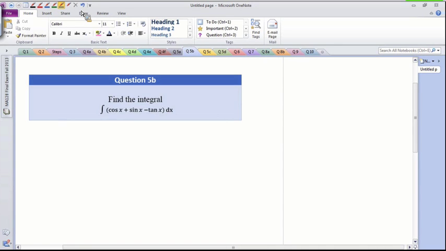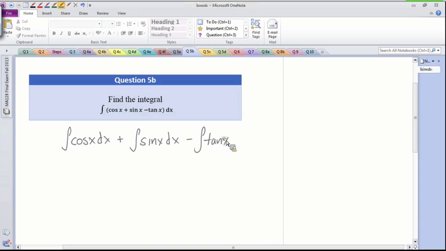Okay, so find the integral of cosine x plus sine x minus tangent x. So again, we can split this up into 3 separate integrals. I'll say this is the integral of cosine x dx plus the integral of sine x dx minus the integral of tangent x dx. Okay, so let's integrate each one by one.